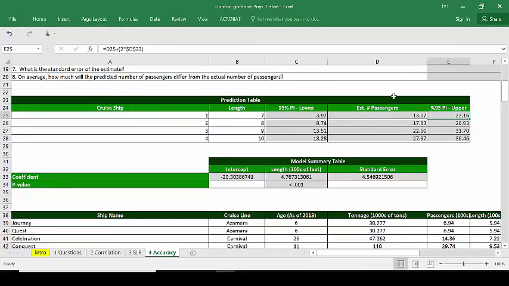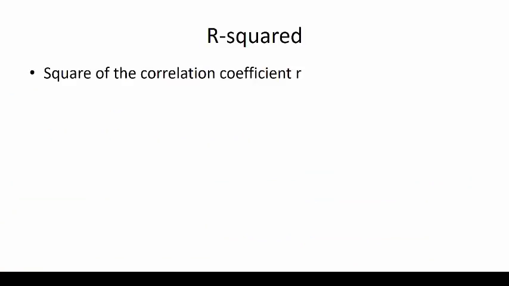Again, the 95% prediction interval is an interval or range in which we are 95% confident the actual value of y is. So for the first cruise ship, the regression equation estimated that the number of passengers would be 13.07. And what the prediction interval is telling us is that we're 95% confident that the actual number of passengers will be between 3.97 and 22.16. For the second cruise ship, we are 95% confident that the actual number of passengers is going to be between 8.74 and 26.93.